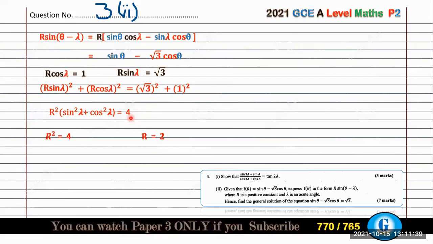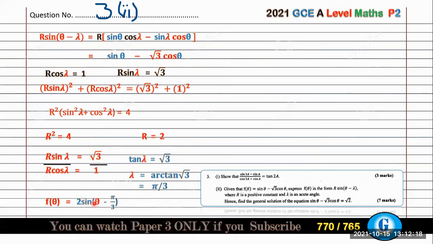We can now look for the acute angle lambda. So r sine lambda divided by r cos lambda gives tan lambda equal to root 3. From here, lambda will be equal to arc tan root 3, and arc tan root 3 is pi on 3. If you use a calculator with angles in degrees, you have 60 degrees, and you can convert to radians. So you have pi on 3, that's the value of lambda. So this f of theta can be expressed as 2 sine theta minus pi on 3.